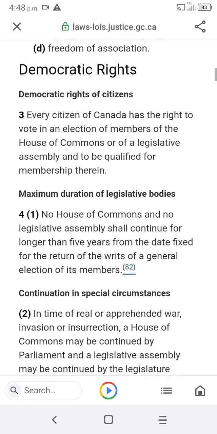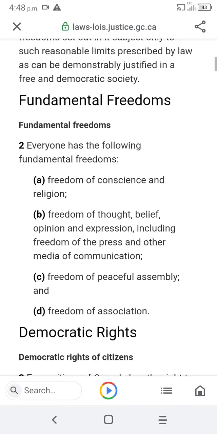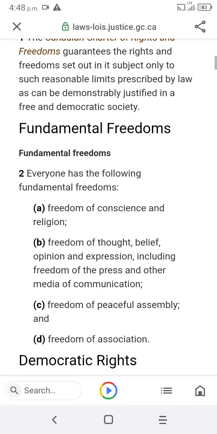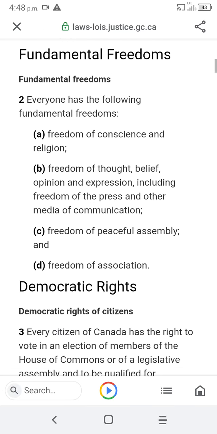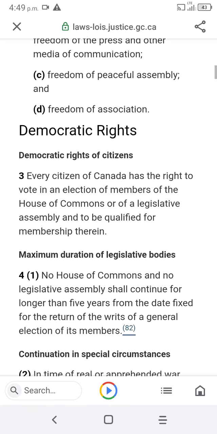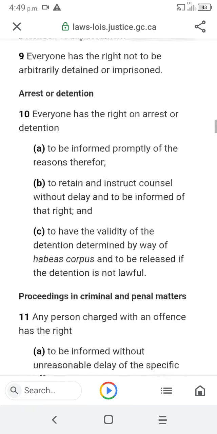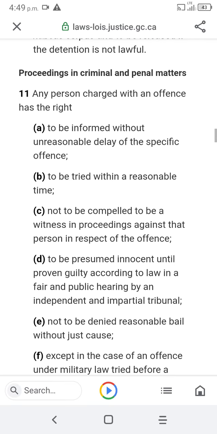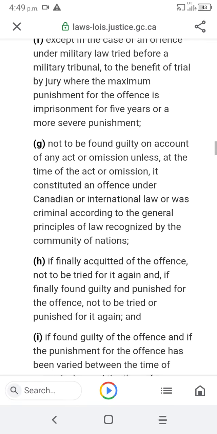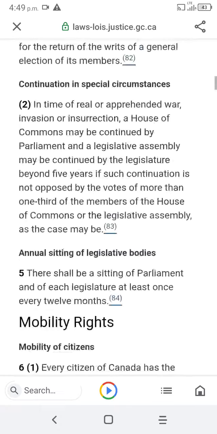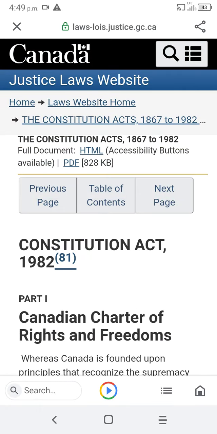Now, going through the Constitution, you find that basically the rights that we are most concerned about go from Section 2 to Section 15, which is equality. But the other section to be noted as frequent would be Section 7, which is the right to life, liberty, and security of the person.